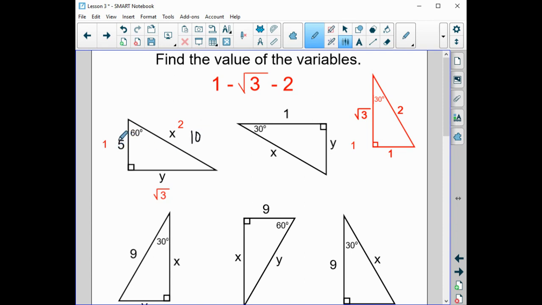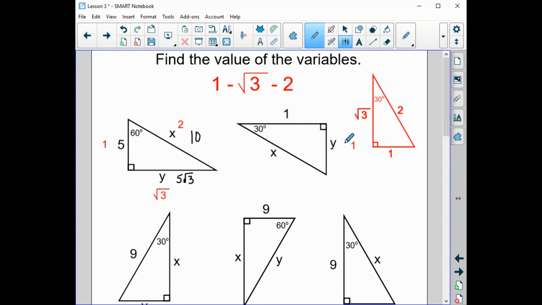And here I'm going from the short leg to the long leg. The key number is the radical 3, because multiplying or dividing by 1 doesn't do anything. I'm going to multiply the 5 times this radical 3, and that tells me the length of that long leg is 5 radical 3.